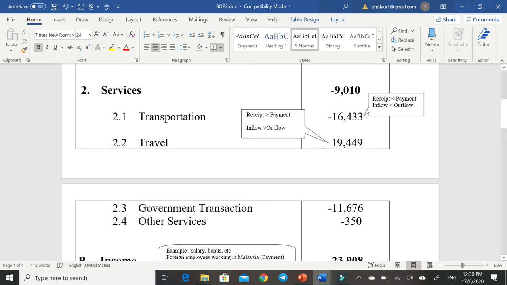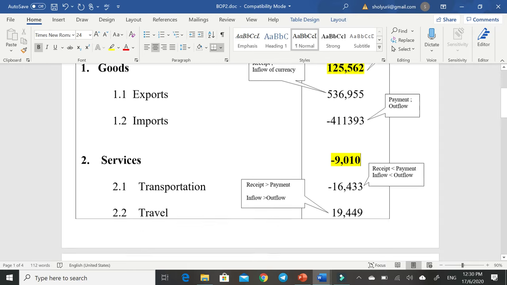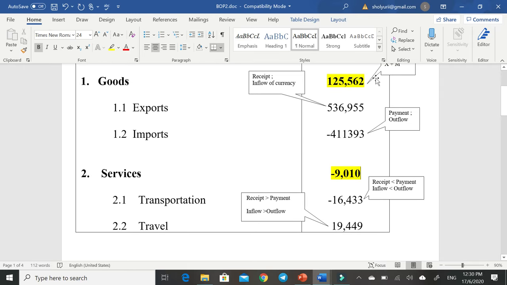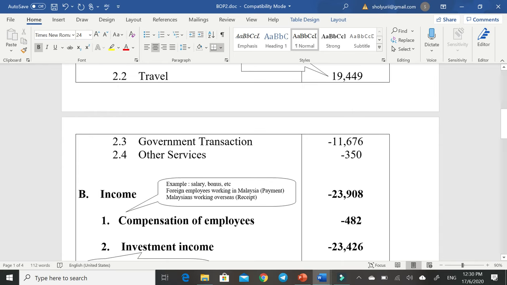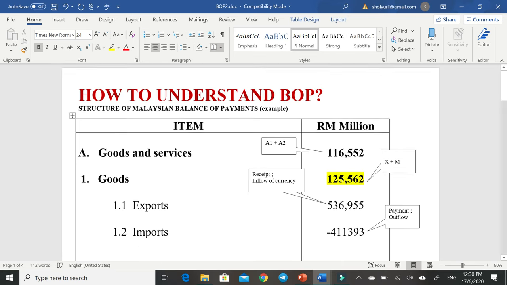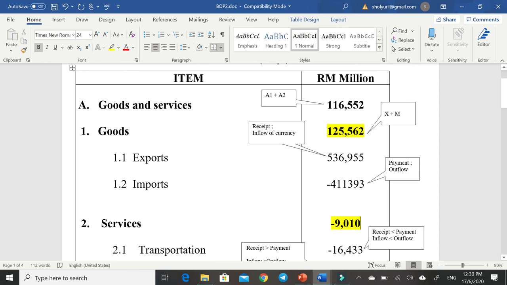Okay, so negative 16,000 plus 19,000 minus 11,000 minus 300,500. This is what you get. Okay, but later when we do this, there is no need to make it complicated like this. Okay, and this is A1 plus A2. So for goods and services only, 125,000 minus 9,010. This is what you get for goods and services.